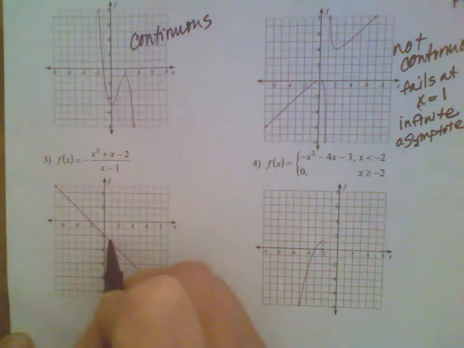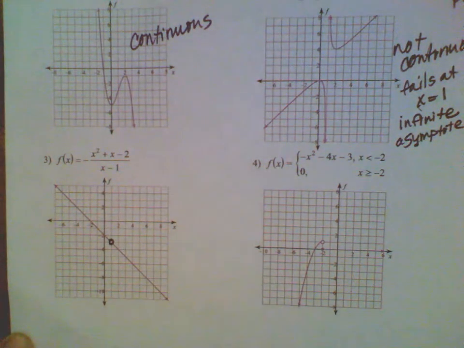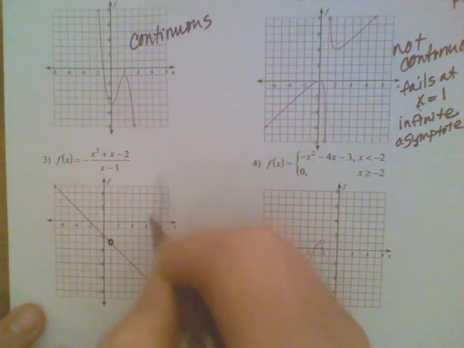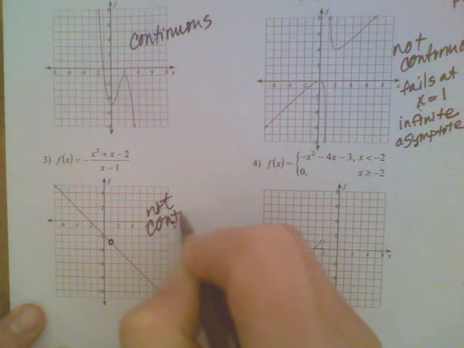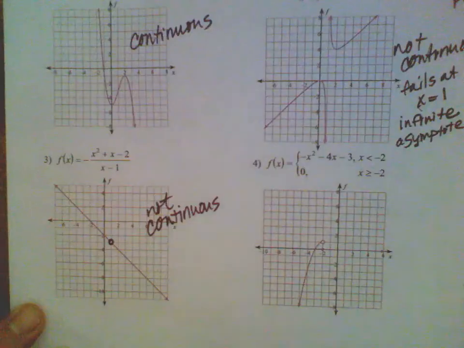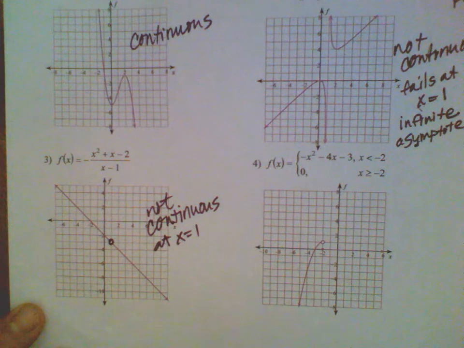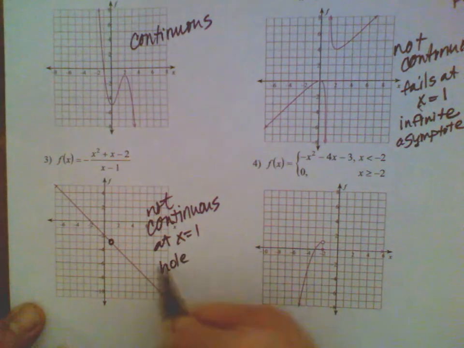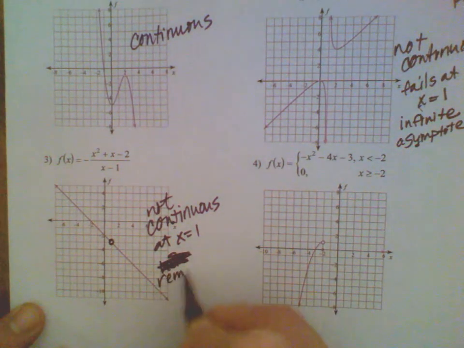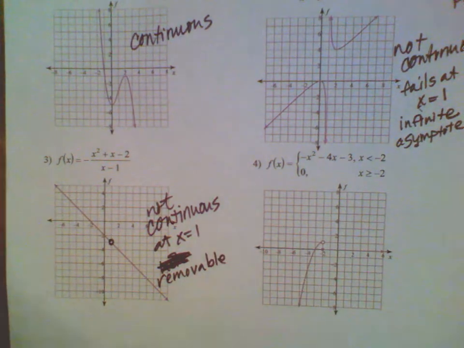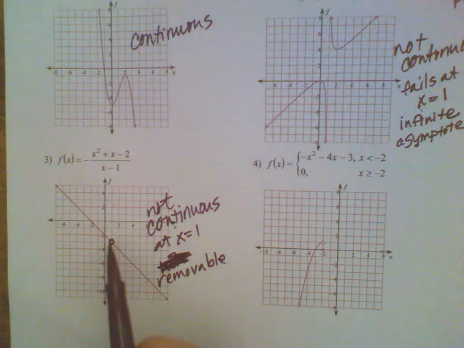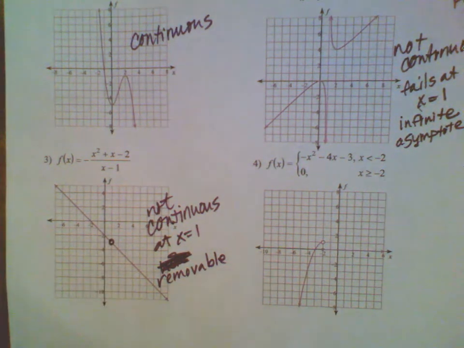There's a little hole in this one right there. I darkened it a little bit, but there's a hole in this graph, okay? So when I talk about whether or not this is continuous, I say that this is not continuous. Again, it fails at x equal to 1. Why does it fail? Because there is a hole in this graph, or better than that, it's got a removable discontinuity, meaning there is this spot where there is a point that's moved out.